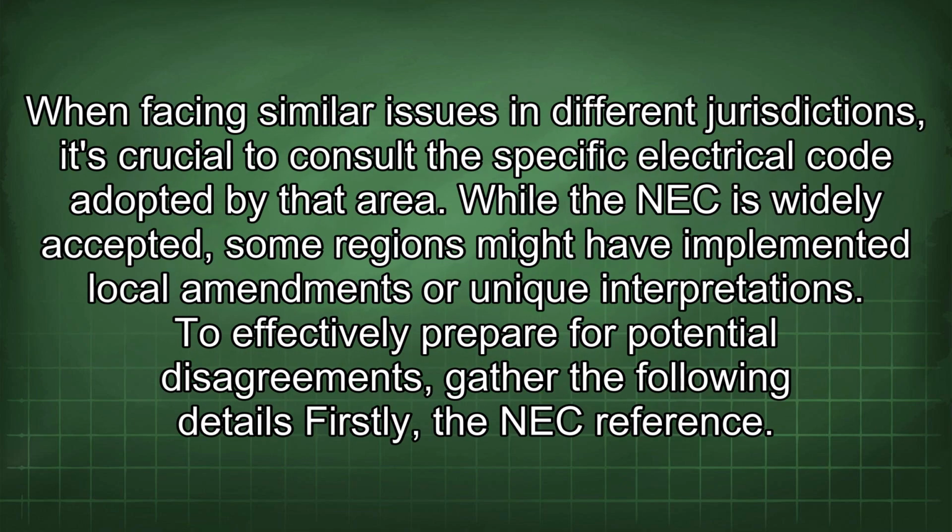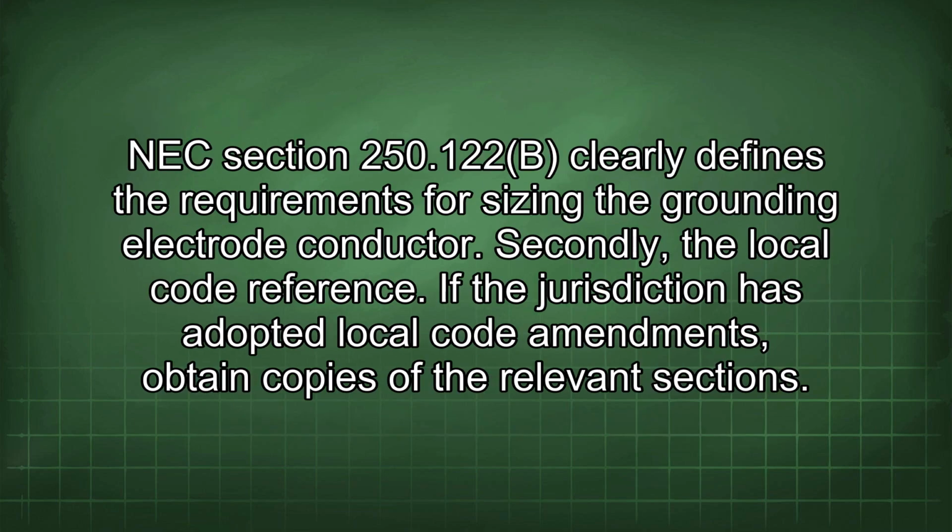When facing similar issues in different jurisdictions, it's crucial to consult the specific electrical code adopted by that area. While the NEC is widely accepted, some regions might have implemented local amendments or unique interpretations. To effectively prepare for potential disagreements, gather the following details. Firstly, the NEC reference. NEC Section 250.122(b) clearly defines the requirements for sizing the grounding electrode conductor.